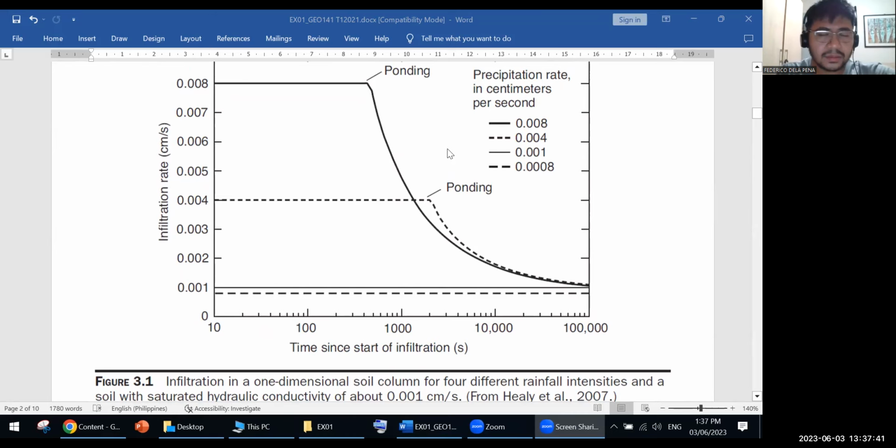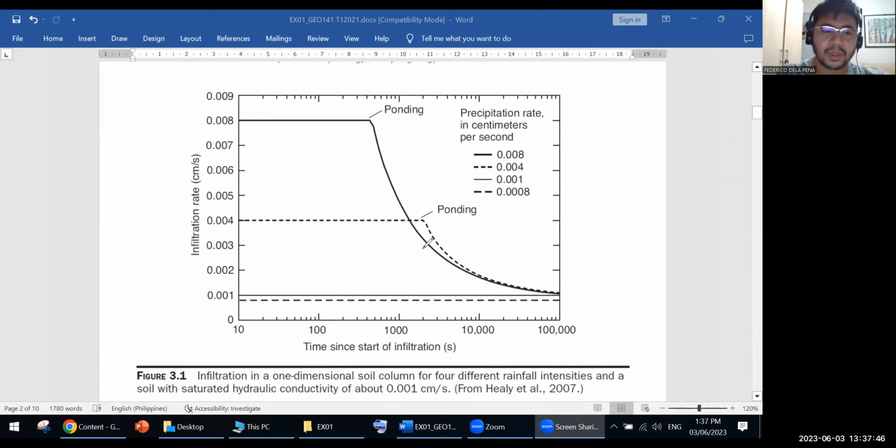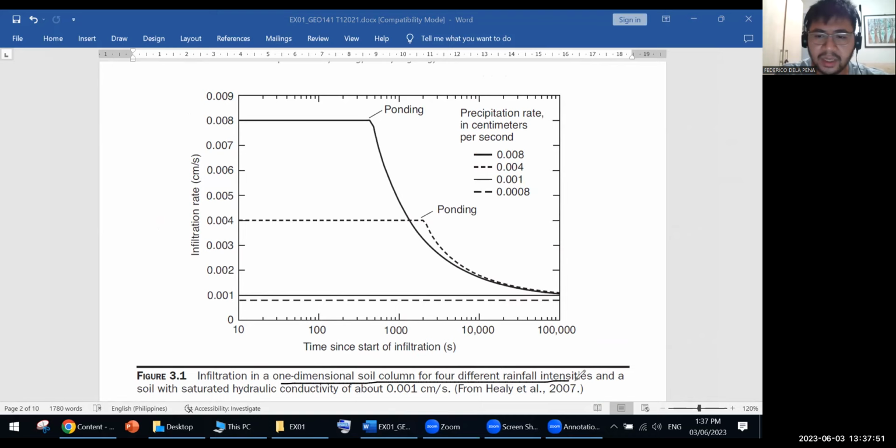And just zoom out. You have an experimental infiltration experiment here for different rainfall intensities. And your x-axis is the time since the start of infiltration on a logarithmic scale. And on the y-axis, you have your infiltration rate in centimeters per second. And you can see here different precipitation rates. All right. And after some period of time, around the 600 second mark for this infiltration rate, and around 2000 second mark for this infiltration rate, they will start diminishing, and they will go asymptotically to the 0.001 infiltration rate.